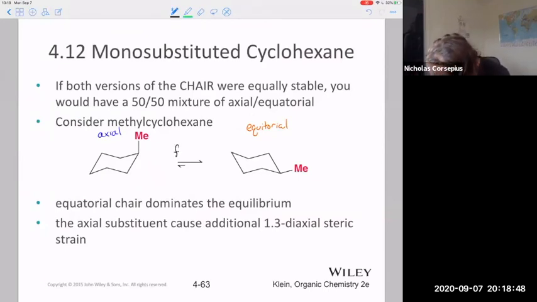So it turns out that when we look at this equilibrium that goes on, again, this here is just representing the flip that occurs, it actually lies quite heavily in favor of that equatorial position. If you could freeze time and go in there and count them, only 5% of the time would you find that methyl group in the axial position, meaning that it is a higher energy structure.